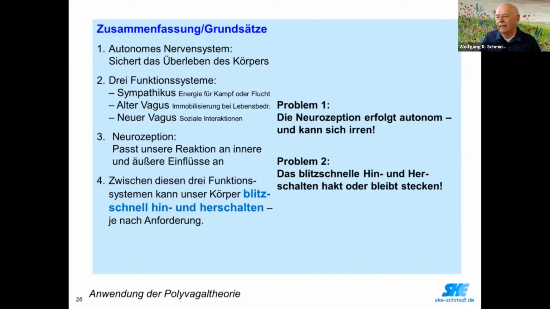So, but there are two problems, because neuroception is autonomous, so it can be wrong. And problem number two is, switching back and forth at lightning speed sometimes gets stuck.